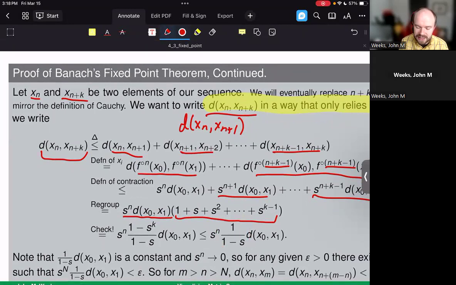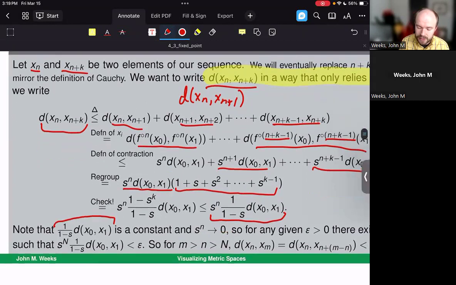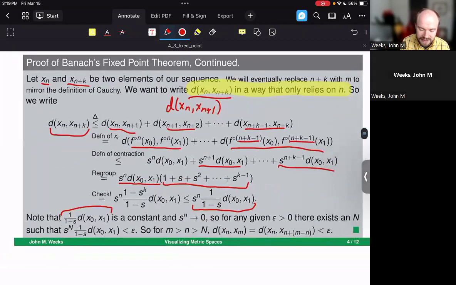Notice that in this final expression, I have achieved my goal, which is that I have found via inequalities a way to get rid of the value of k that gives me something that is going to be pretty small. Indeed, what I'm left with is a constant in terms of the value of n, and s to the n is going to converge towards 0. So for any given epsilon, there's going to exist a cutoff point N so that s to the power of n times 1 over 1 minus s times whatever this distance is between the starting two points is less than epsilon. Notice here, this distance could have been very large.